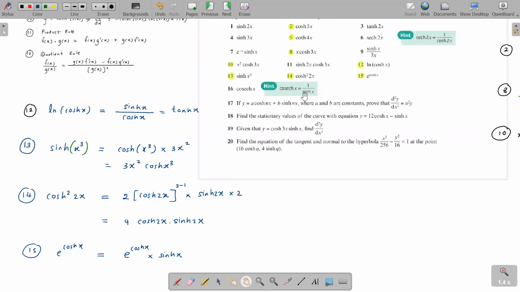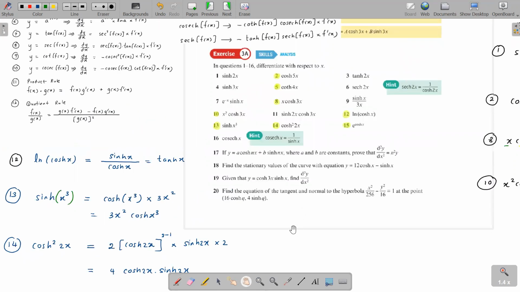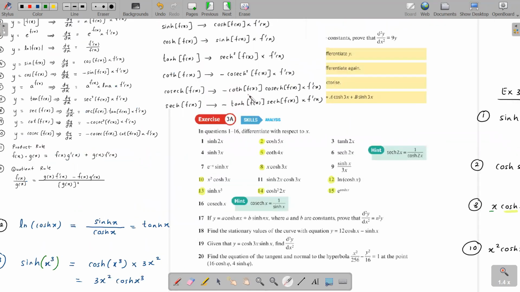However, I think in the 16th question they expect that we can actually prove it. Now, what was the differentiation of cosech x? Cosech x differentiation was minus cot x cosech x, right? Shall we do this proof manually?